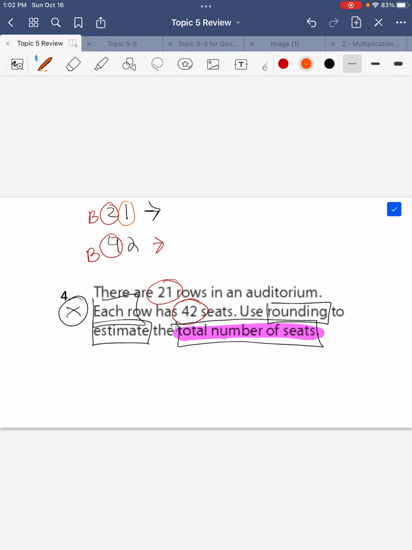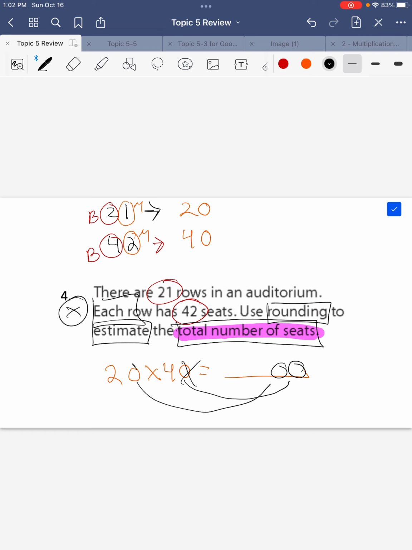That means the 1 is my mom. This 2 is my mom. If the mom is 4 or less, baby will stay the same. So it'll be a 20. For here, again, if the mom is 4 or less, baby will stay the same. So it will be a 40. Now I can round. I can do 20 times 40. And I have 2 x's, move them to the side, 1, 2, cross them out. And I'm left with 2 times 4, which is 8. So 800 seats.